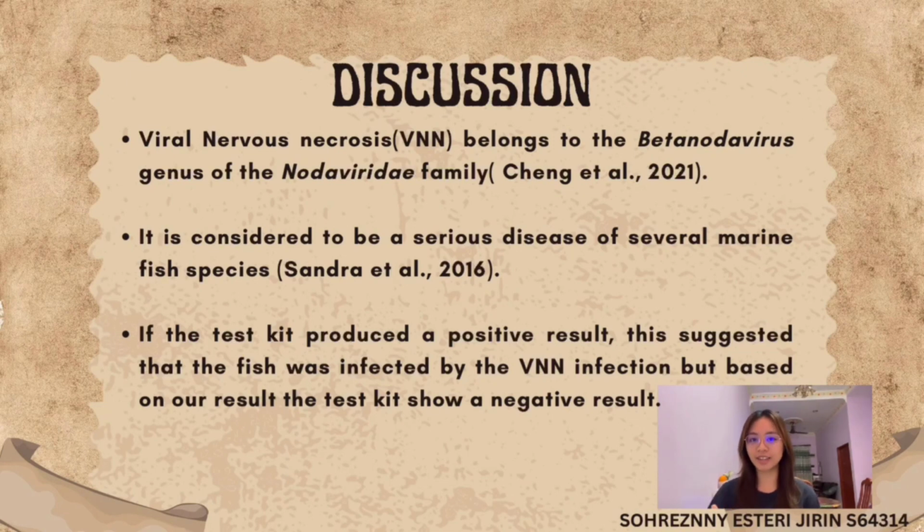So, what is VNN or viral nervous necrosis? VNN actually belongs to the beta-nodovirus genus of the Nodaviridae family. It is considered to be a serious disease of several marine fish species. If the test kit produced a positive result, this suggested that the fish was infected by the VNN infection. But based on our result, the test kit showed a negative result.